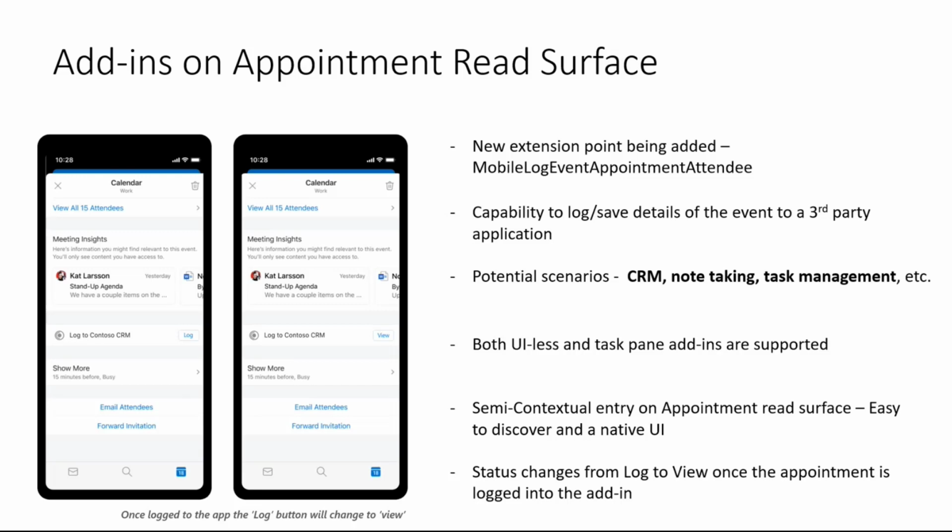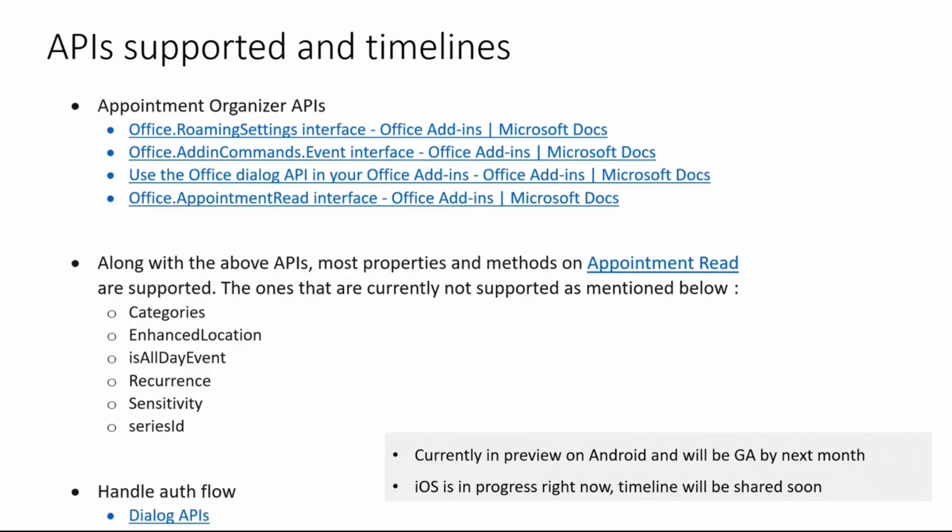This is also almost a semi-contextual entry point, and it's not a global big entry point for all sorts of add-ins. And it's also very easy to discover and have a native UI. And as I mentioned, the state of this changes from log to view once the appointment details have been logged in. So once a user taps on view, then the add-in can open up in a task pane, or for a UI-less add-in, you can subscribe to a display dialog and showcase where the details of the event have been stored.